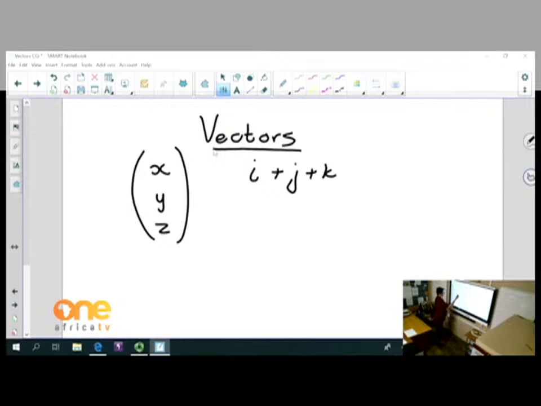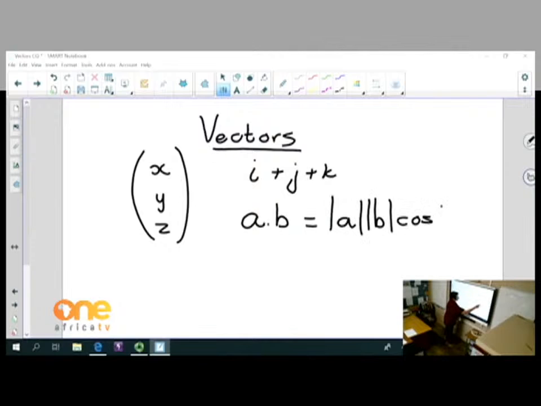We know that a vector is a column vector x, y, z. We're working now with 3 dimensions. And then we work with base vectors i, j, and k. The formula that we have is that A dot B is equal to magnitude A, magnitude B, cosine theta. That is your formula. Now, what does it mean?